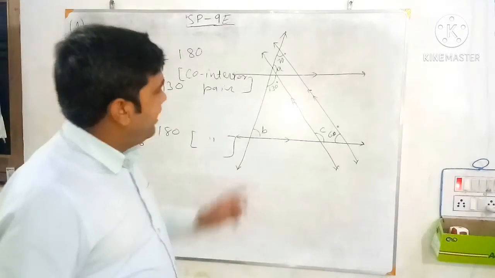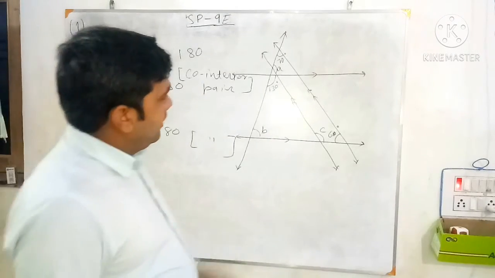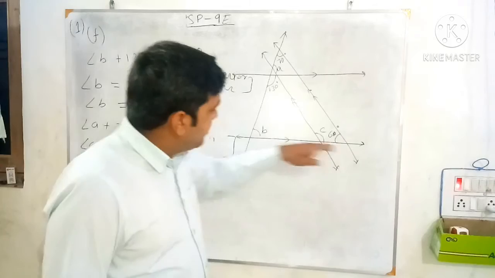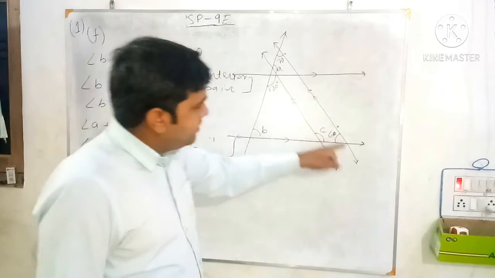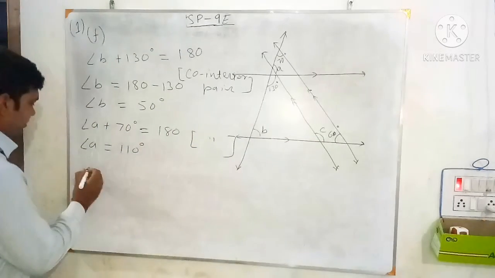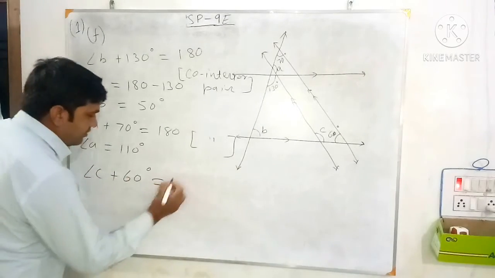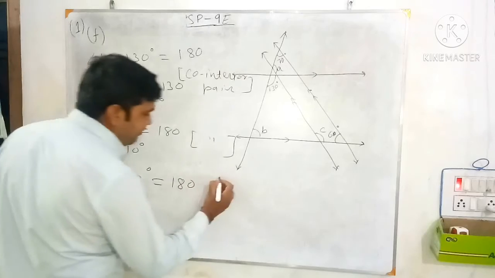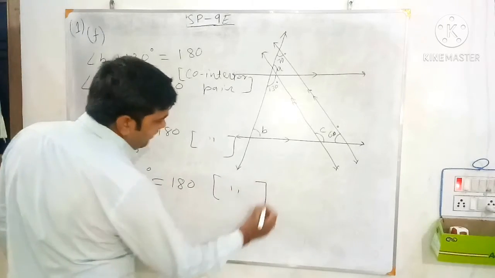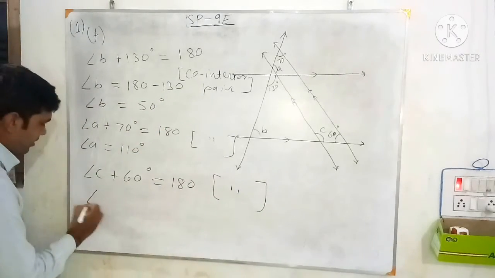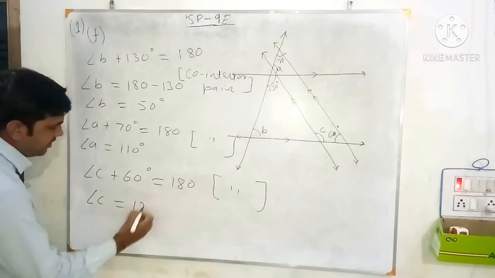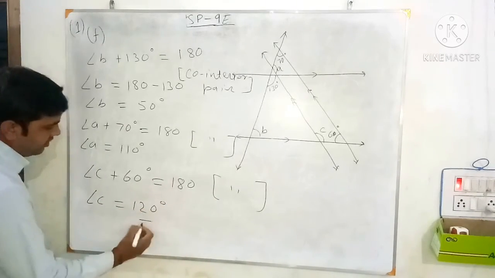Now angle C we have to find. See, these two lines are parallel and this is a transversal. Again angle C and 60 are a co-interior pair. Angle C plus 60 degree is equal to 180 degree. Same reason as above, co-interior pair. Now angle C is equal to 180 minus 60, which gives you 120 degree.